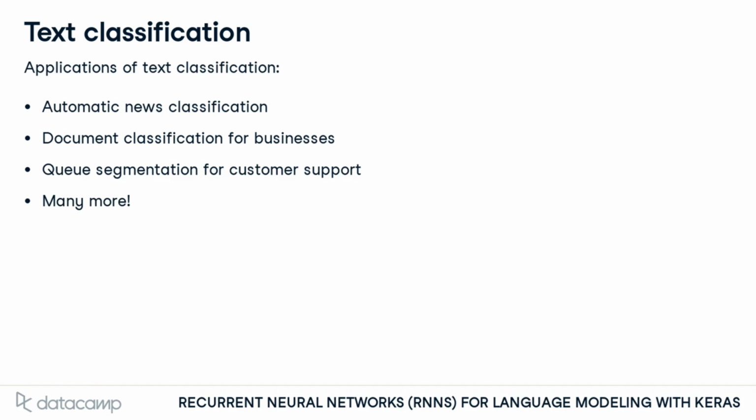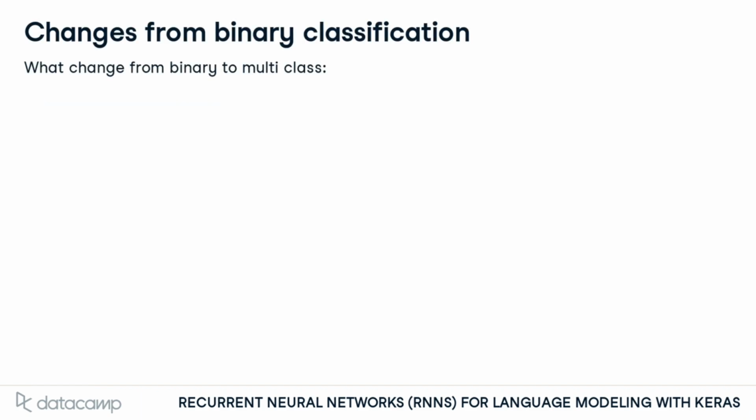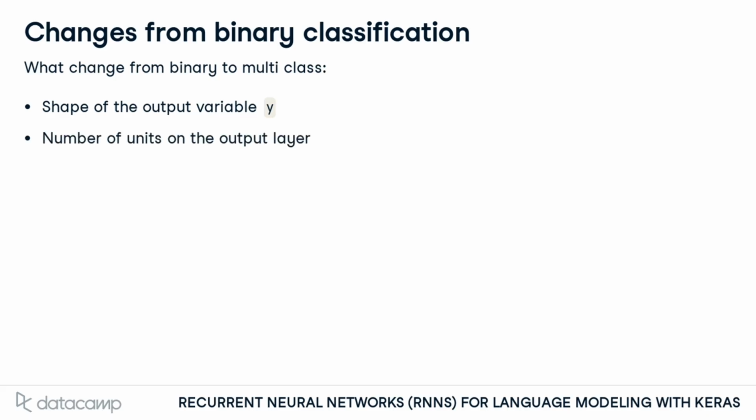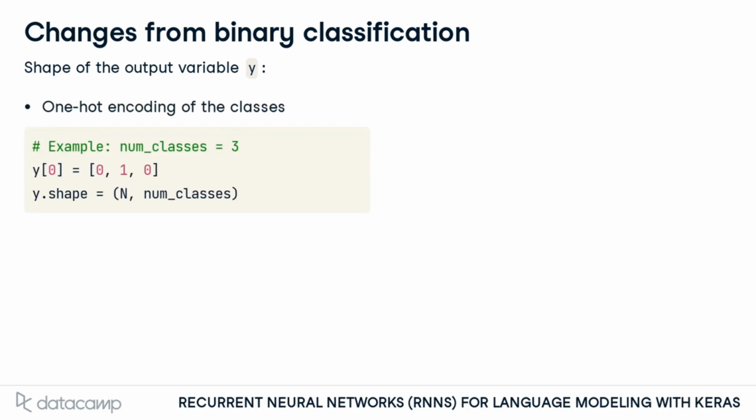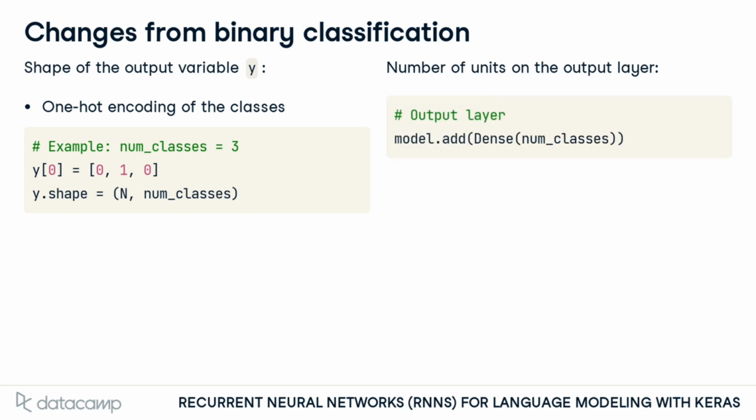A few parameters change when going from binary to multi-class classification, the most notable ones being the shape of the variable y containing the classes, the number of units on the output layer, the activation function to use on the output layer, and the loss function. The shape of the variable y changes with the application of the one-hot encoding. Thus, the output layer also needs the number of classes as units.